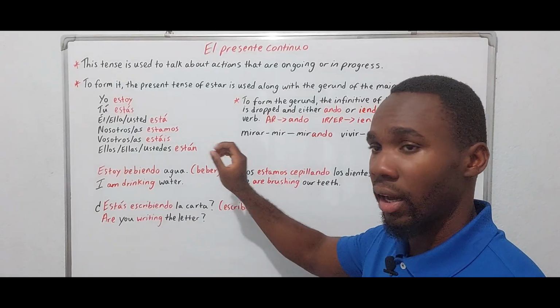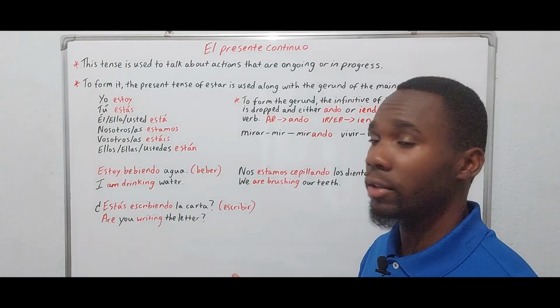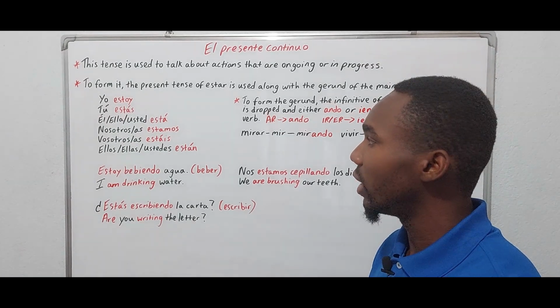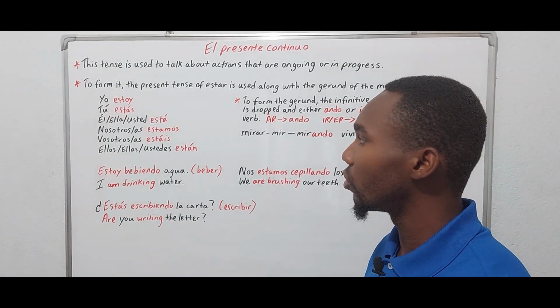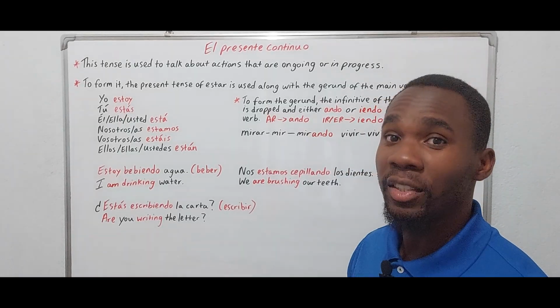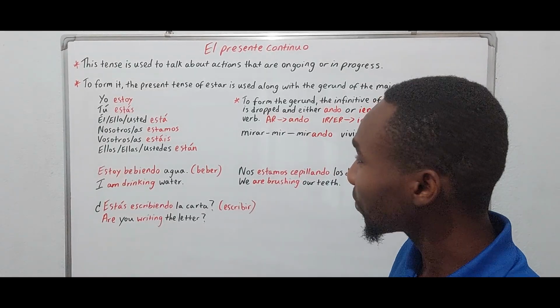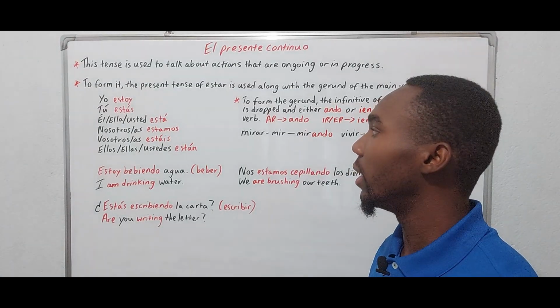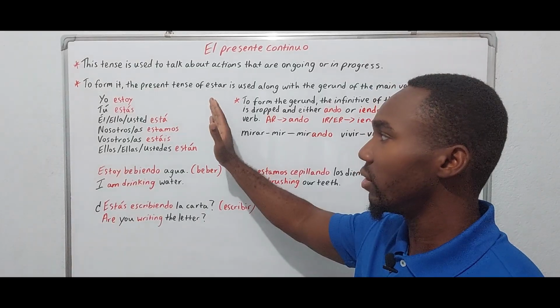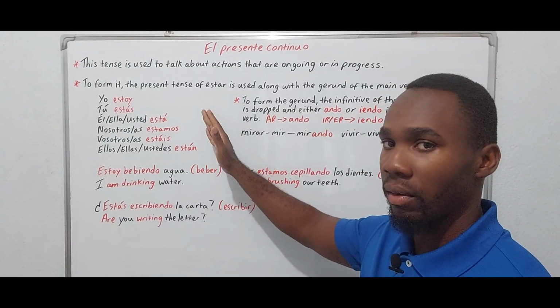So let's look at estar. As we know, it's irregular. Yo estoy, tú estás, él, ella, usted está, nosotros, nosotras estamos, vosotros, vosotras, for all my Spaniards, estáis, and ellos, ellas, ustedes están. Okay? So this is the auxiliary verb estar.